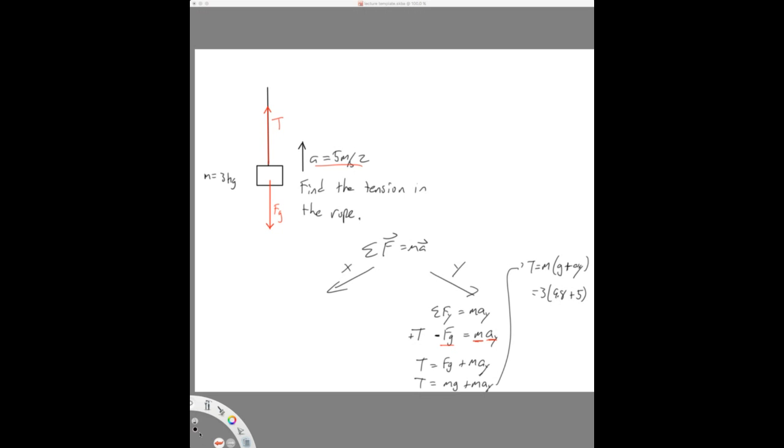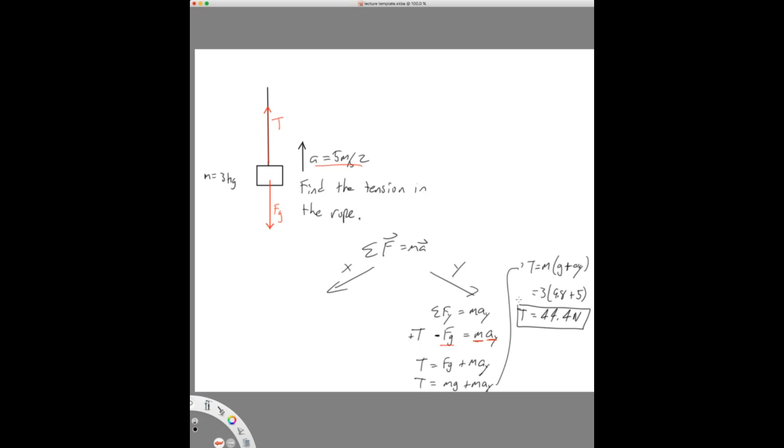So let's see what we get. So that is 44.4, and then at the end we need to know what the units are. But since it's a force, we know the units should be newtons. So that's how we find the tension.